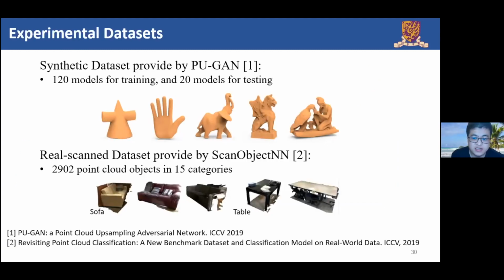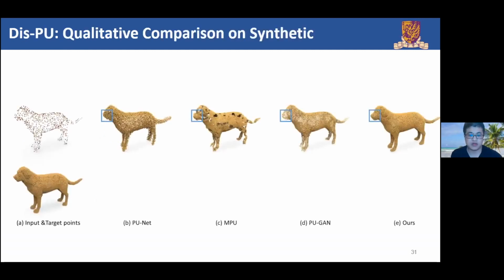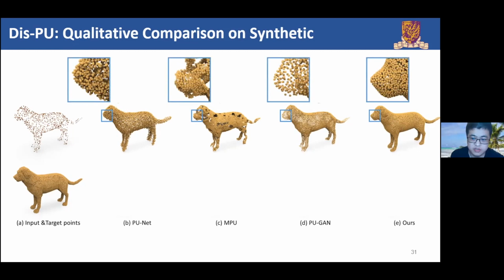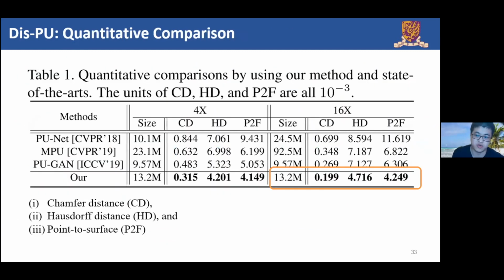We also conduct experiments on both synthetic data and real scan data. Here we first show the comparison result of the upsampling on the synthetic data. We can see that our point cloud has a more uniform distribution and can preserve the tiny local details. We also show the error map, where blue means lower error. We can see that our result is better, even when using a larger upsampling rate, because our framework is quite efficient.